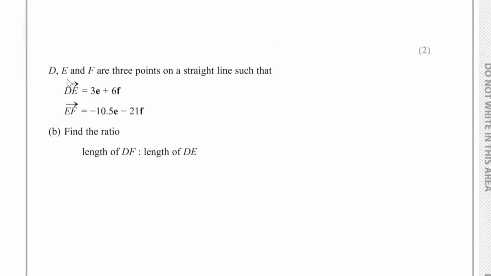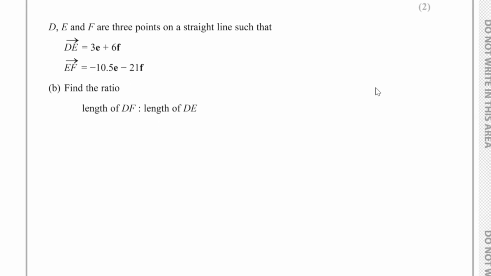Then for part B, D, E and F are 3 points on a straight line such that DE equals 3e plus 6f and EF is equal to minus 10.5e minus 21f, and we have to find the ratio of the length of DF to the length of DE.